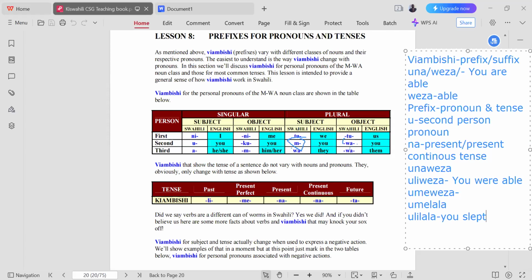But when I say umelala, it is not a continuous thing as such, but I mean that you are asleep. You are asleep.